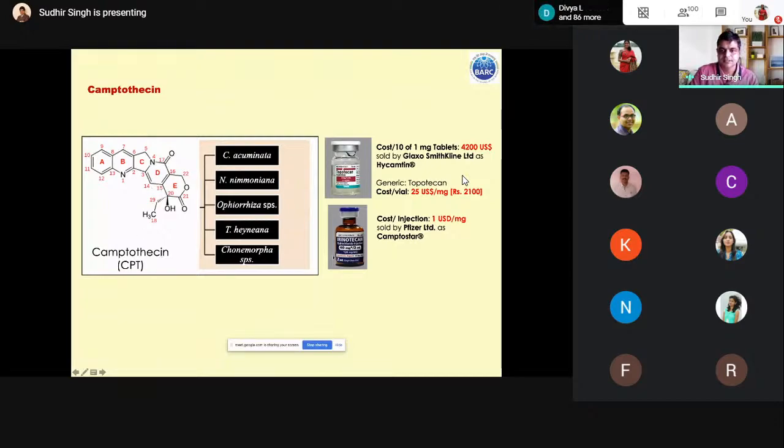So you may calculate almost $420 US per milligram of commercial topotecan that is formulated using this camptothecin purified from the compound. In India, the generic topotecan, which is given during chemotherapy, costs something around $25 US. That means around 21. This I have calculated previously. You may calculate with today's US dollar rate.